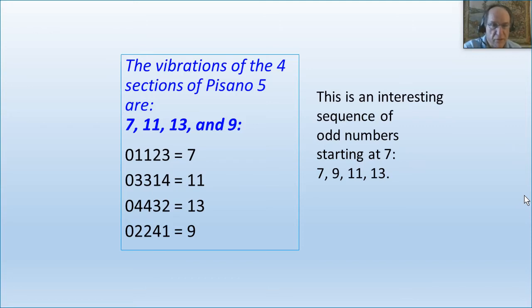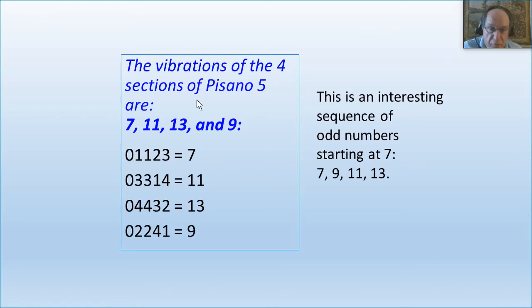Let's take these 20 numbers of Pisano 5. There they are again. These are the same 20 numbers I showed you before. And let's just add the numbers. You might remember that adding the numbers, we saw this in the first 3 videos in this series. You just add the numbers.